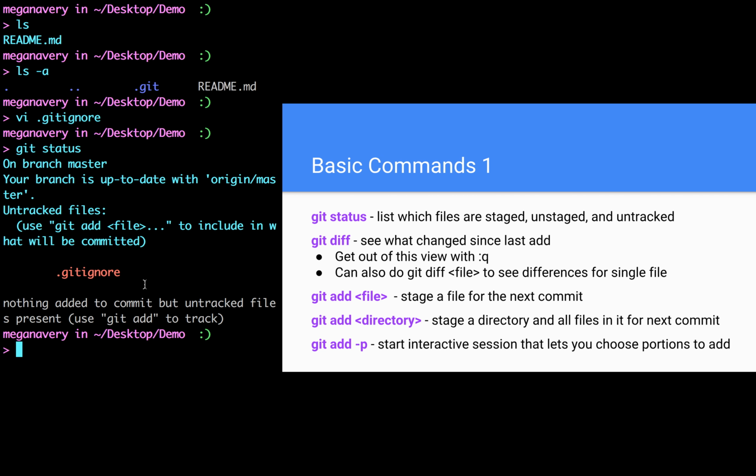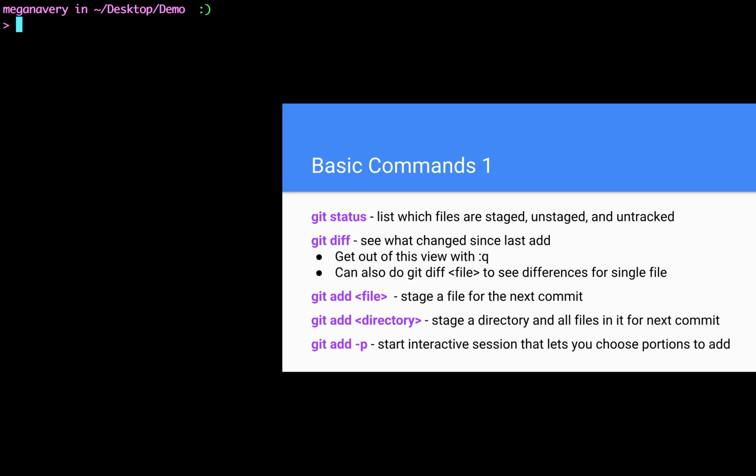I can do git diff, which will show changes since the last add. Right now, if I try to do a git diff, I don't get any information because my file is untracked. Something to be aware of: if you have untracked files, when you run git diff, it doesn't have anything to compare them against, so you won't see any output.